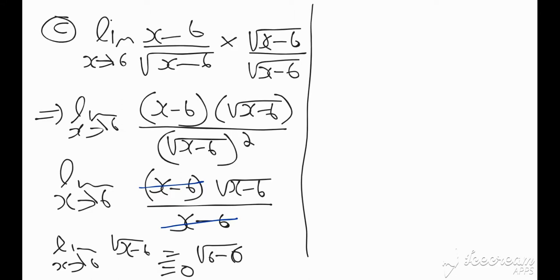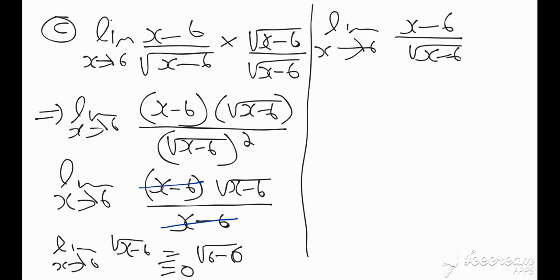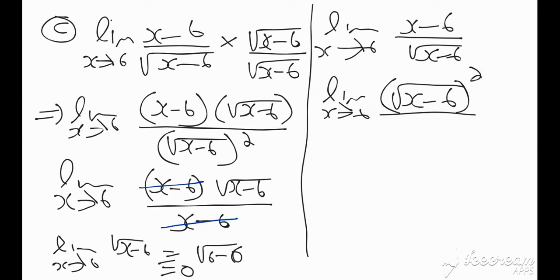But let us look at this from a different perspective. Limit as x tends towards 6 of x minus 6 over the root of x minus 6. Now, the root of x minus 6 is really the square root of x minus 6, which means that I can write x minus 6 as a root term. So it becomes the limit as x tends towards 6 of the root of x minus 6, squared, over the root of x minus 6. Because I do know that when I square it and I square root it, then of course it's just going to give me back x minus 6.